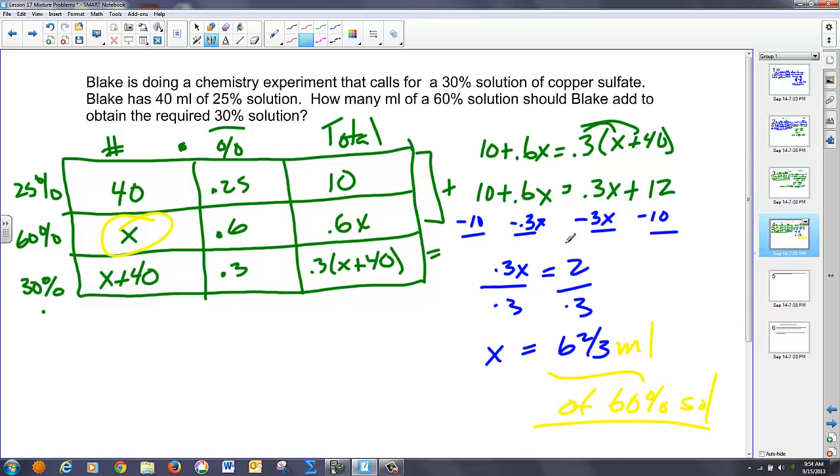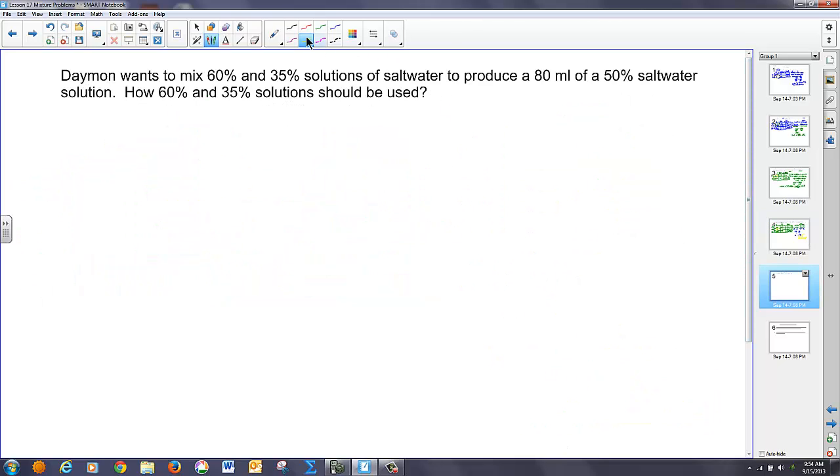All right. Got one more. Another solution type problem. He wants to mix up 60% and 35% solutions to get a 50% solution. So again, the 35% is like that weak Gatorade. The 60% is stronger Gatorade. We're going to add probably a lot more 60% to the 35% in order to get the whole thing to 50%.